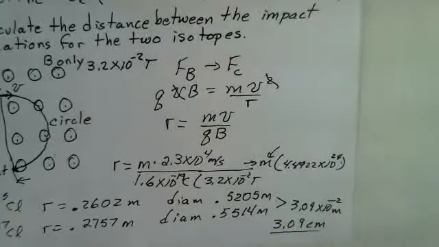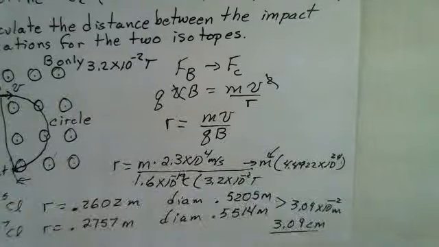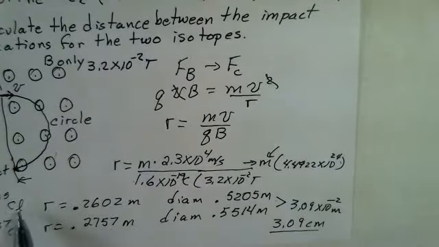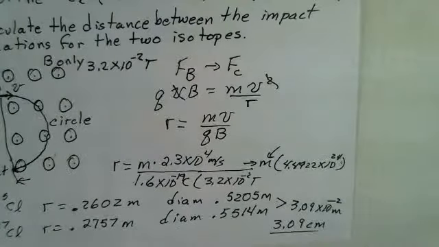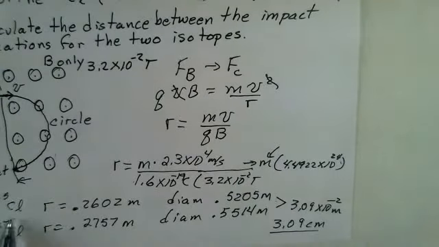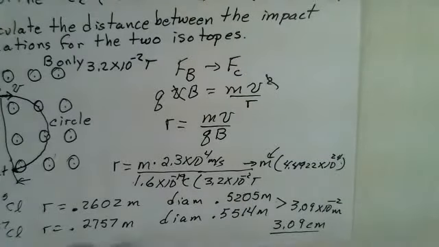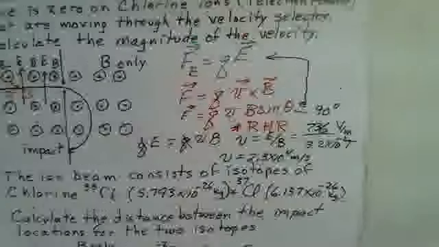And if you have detector equipment here that's able to detect how many impacts have occurred, what you'll find is that roughly 76% of the impacts occur for the chlorine-35 position, and about 24% of the impacts will occur for the chlorine-37. There is a relative abundance of chlorine isotopes, and chlorine-35 is the more abundant isotope, so it'll have a darker spot on your detector. So there's the example of a mass spectrometer.